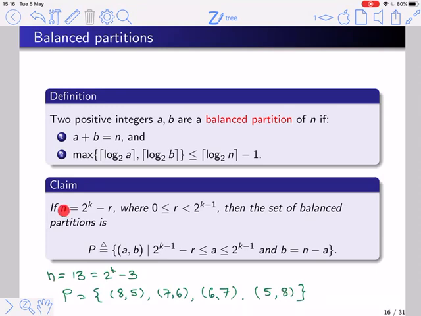And in general, I claim that if n equals 2 to the k minus r, where r is between 0 and 2 to the k minus 1, so in other words, 2 to the k is the smallest power of 2 which is not less than n, then the set of all balanced partitions is the set of all pairs A, B such that A is between 2 to the k minus 1 and 2 to the k minus 1 minus r, and B is n minus A. So of course A plus B will be equal to n, but I need to show that the log of A and the log of B are bounded by the log of n minus 1.